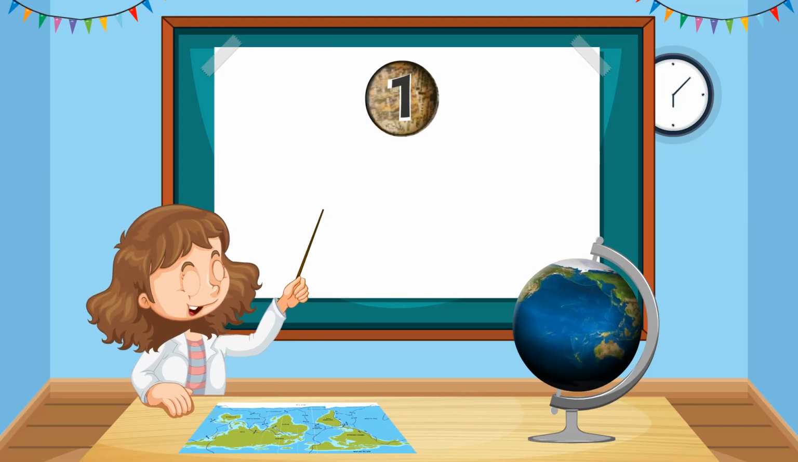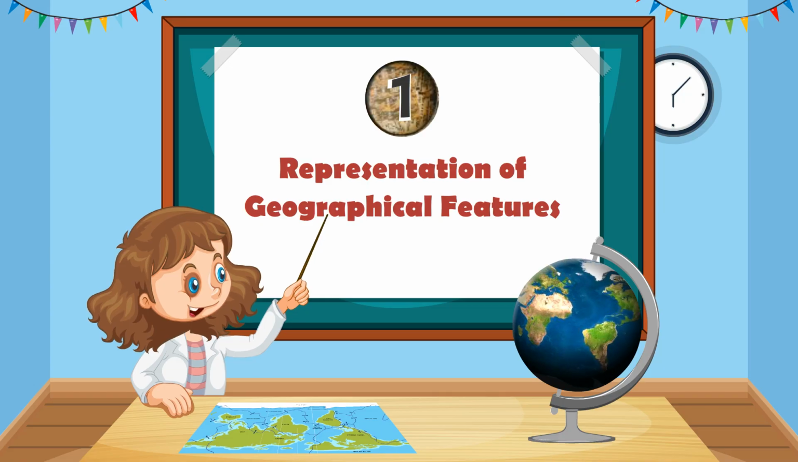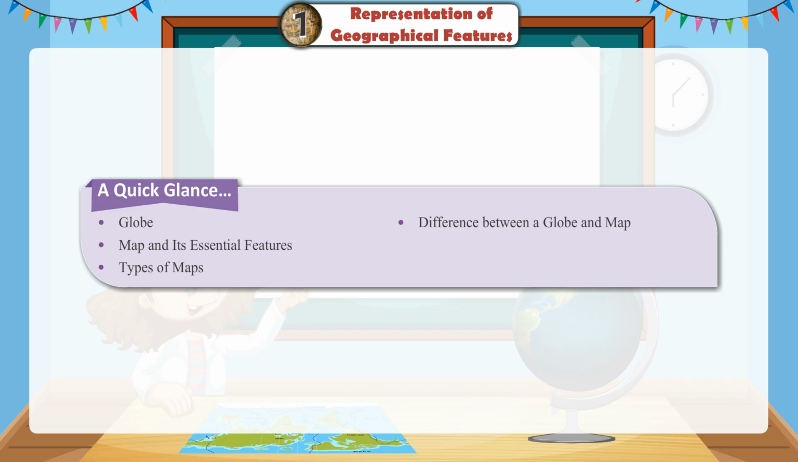Chapter 1. Representation of geographical features. A quick glance. Globe, map and its essential features. Types of maps. Difference between a globe and map.